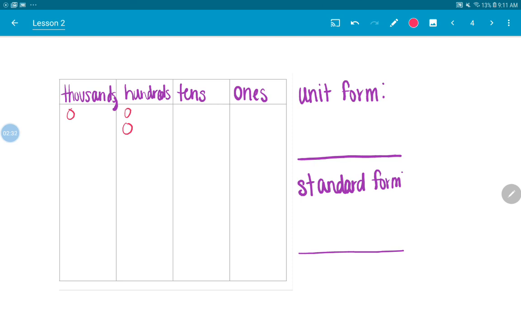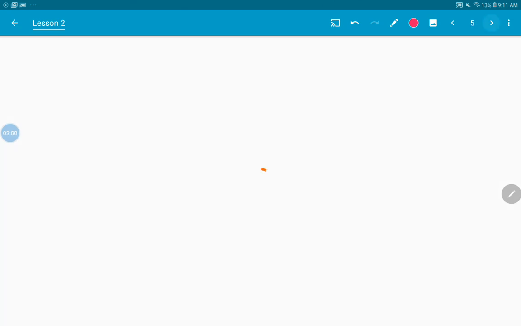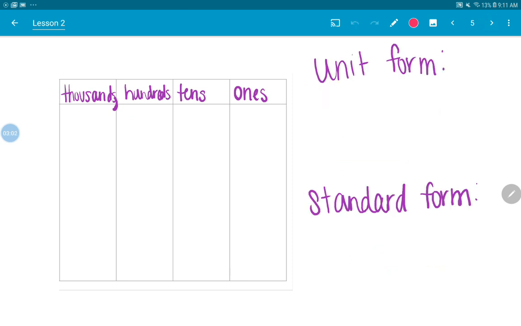What do I have now, Braylee? 1,200. I have 1,000 and 200. How do I write that number in standard form? 1,200. Very good. 1, 2, 0, 0. 1,200. All right.